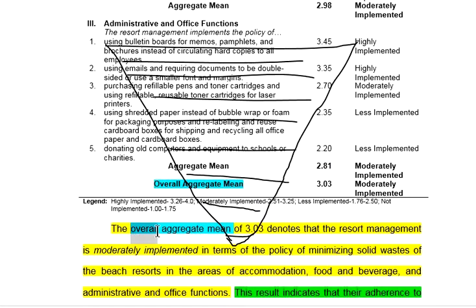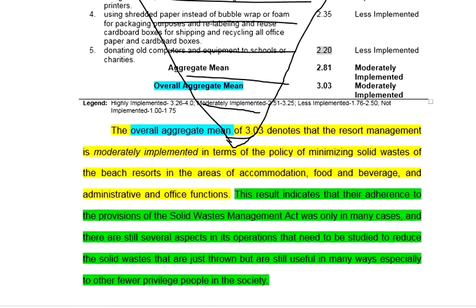Okay, overall aggregate mean. So next, I will have a question for you. After discussing the overall aggregate mean, what should be next, if we will use a deductive discussion? We will proceed to the aggregate mean per indicator, before we proceed to the highest and lowest in every indicator. Okay, so let's take a look here.